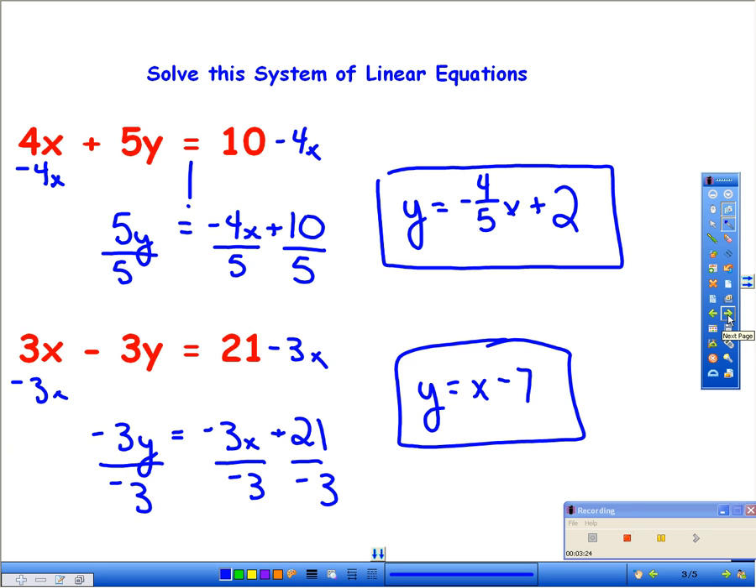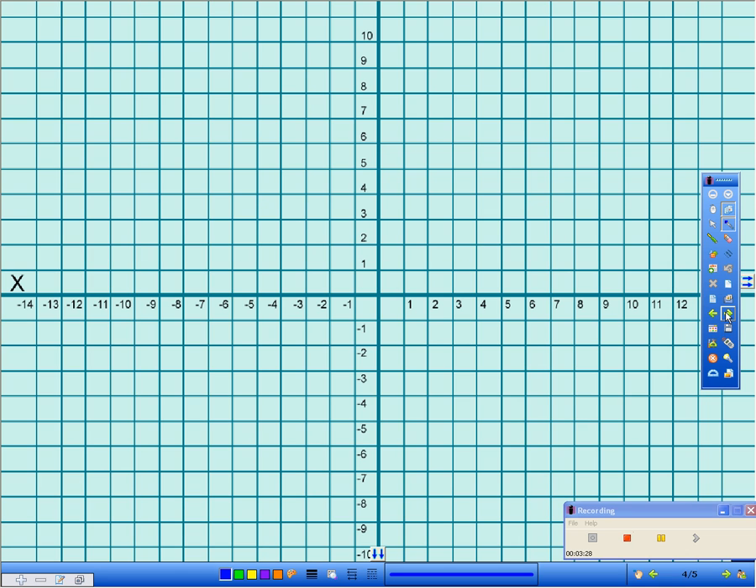So, going over here to my graph, y equals negative 4/5 x plus 2. And I can graph this now. Go up to positive 2. My slope is negative 4/5, so I go down 4: 1, 2, 3, 4, over 5: 1, 2, 3, 4, 5. Connect those two points as best I can.